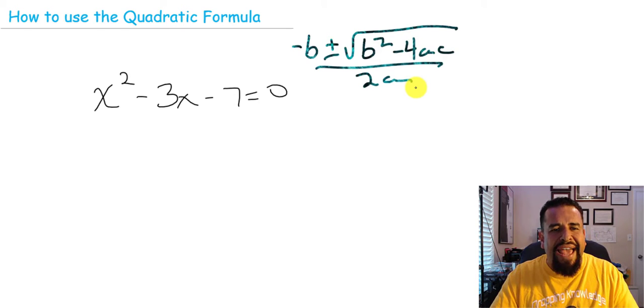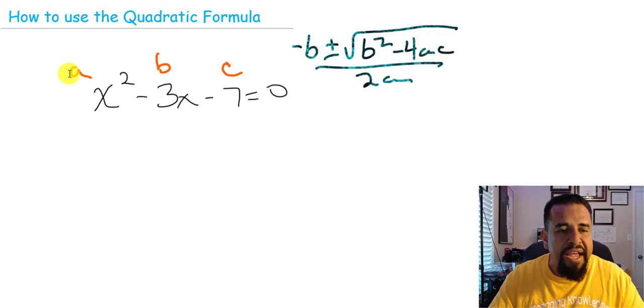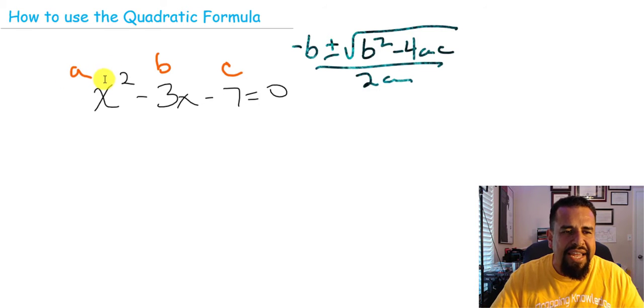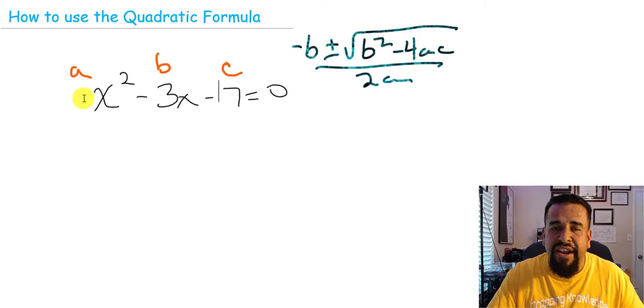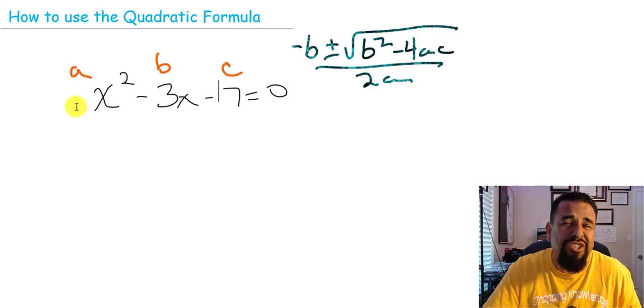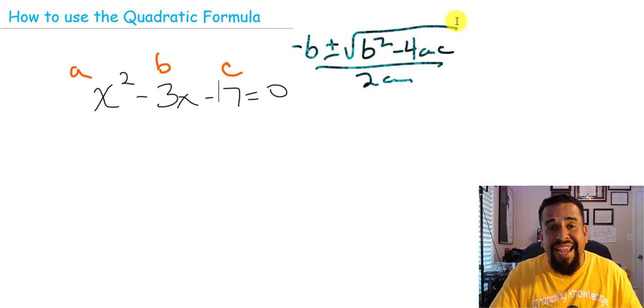But in order to do that, we must know what a, b, and c are. So a is this, b is this, and c is this, always. Notice where I put the a. I put the a here, not on top of the x, because the x is not my a. It's the number in front of the x squared. And when there's nothing there, there's actually a 1 right there. We just don't write it. So there's a 1 there. Here for b, we have a negative 3. And for c, we have a negative 7. So those are the numbers we're going to plug in here.